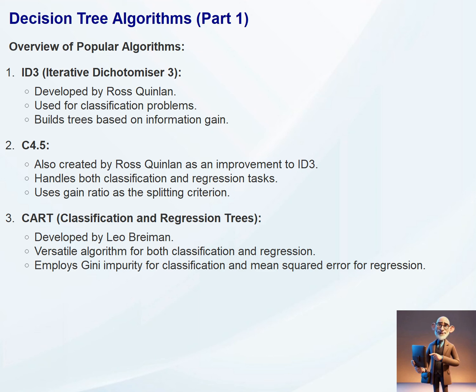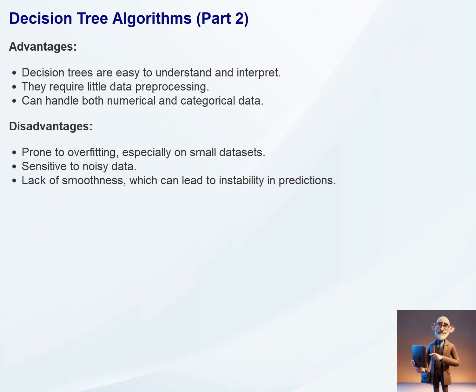Created by Leo Breiman, CART is versatile, tackling both classification and regression. It uses Gini impurity for classification and mean squared error for regression. These algorithms shape how decision trees are constructed and refined, each with its strengths. Let's explore the strengths and weaknesses of decision trees.